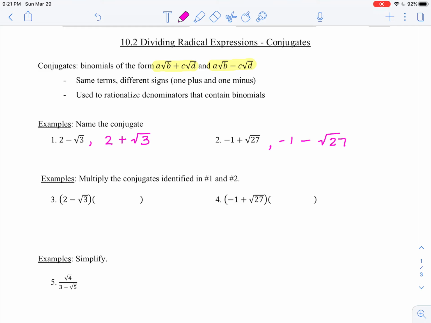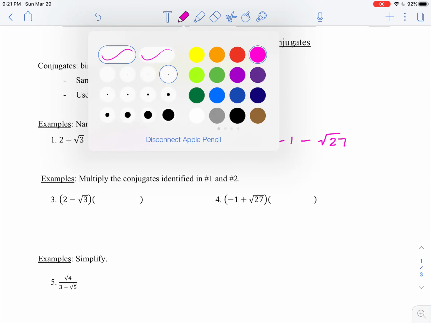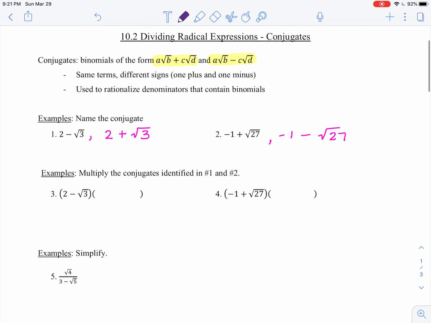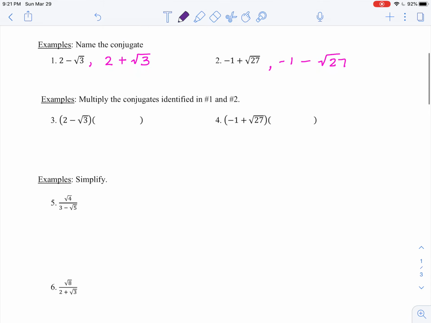So here the conjugate is -1 minus square root 27. In the next two questions, we're going to see what happens when we multiply conjugates together. So in questions 3 and 4, it says multiply the conjugates that you identified in the first two questions. So for number 3, we're multiplying 2 minus the square root of 3 times 2 plus the square root of 3. In order to multiply binomials, remember that we have to use FOIL.